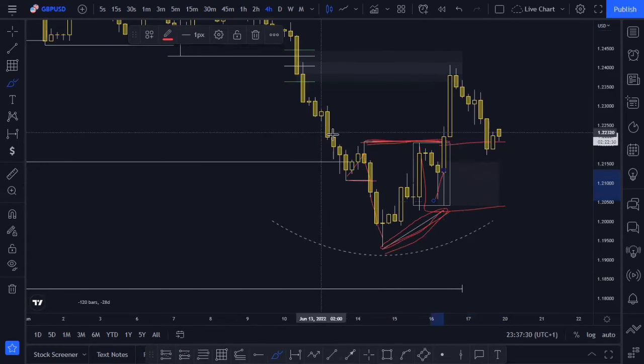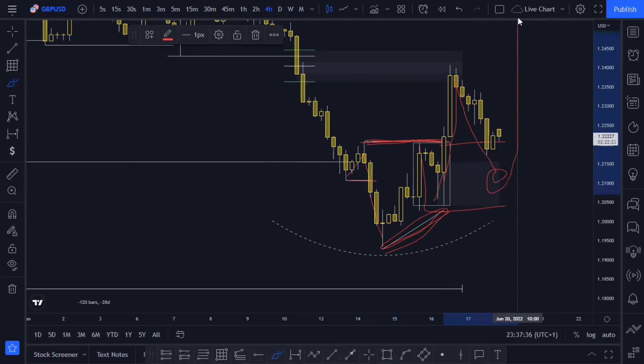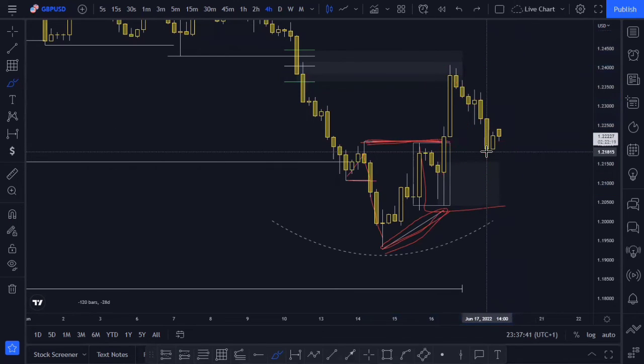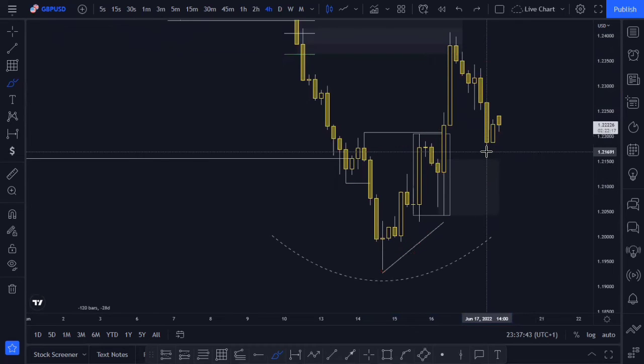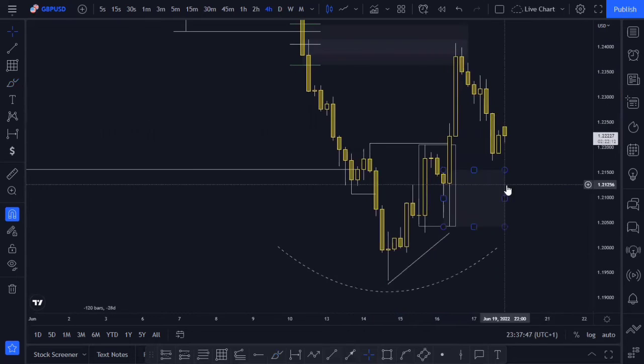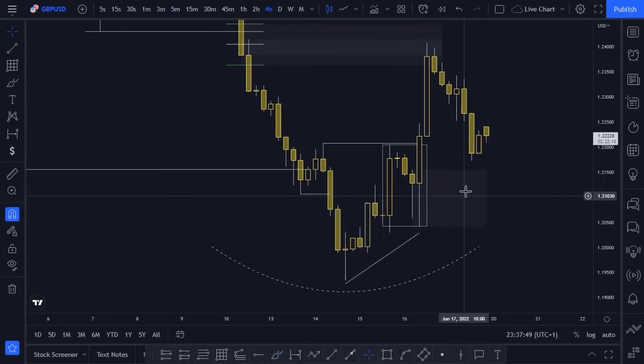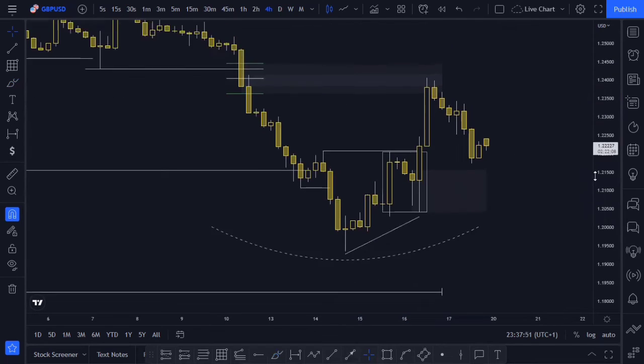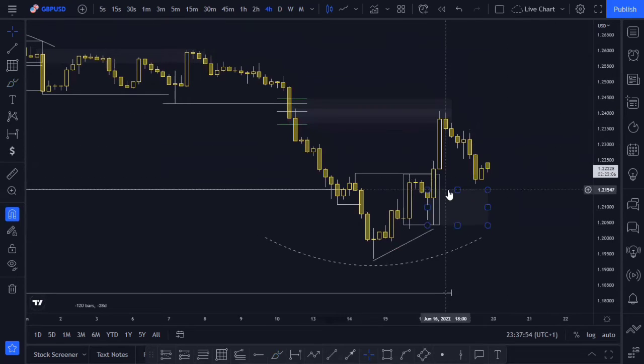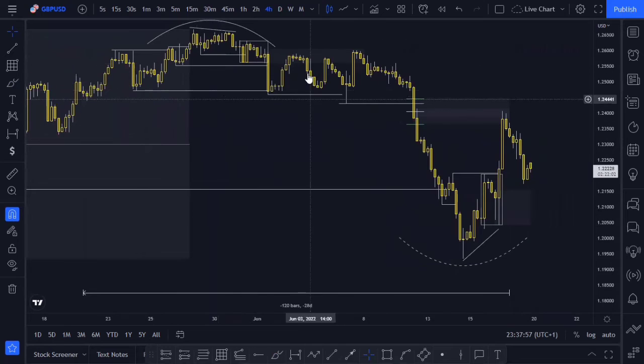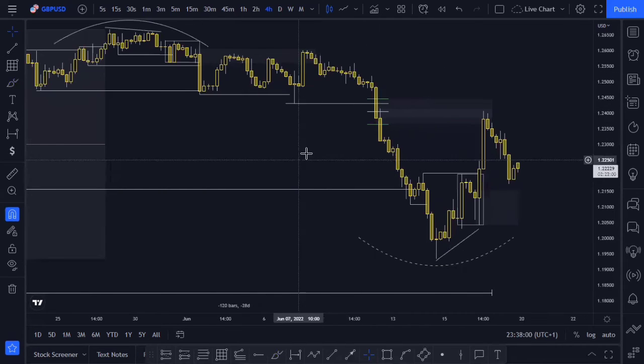So since we have a break of structure here, normally expect price to pull back into this, maybe this zone, and then continue. Yeah, so we can just pay close attention to the daily and the 4 hour structure, so we can get involved in these small moves while still paying attention to the big daily move.